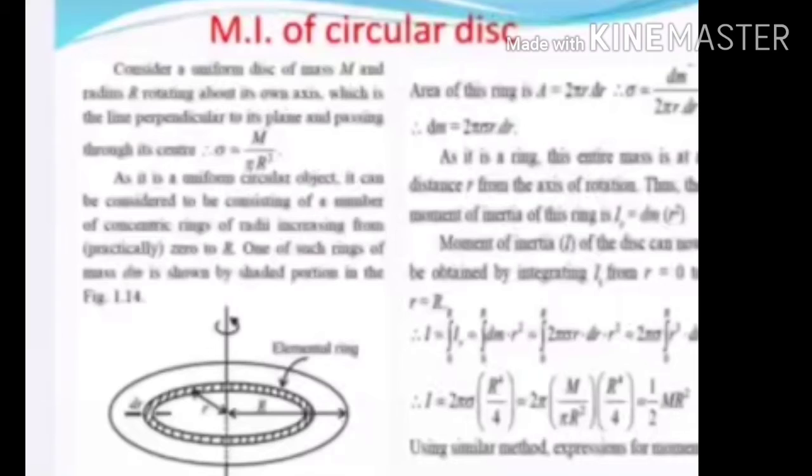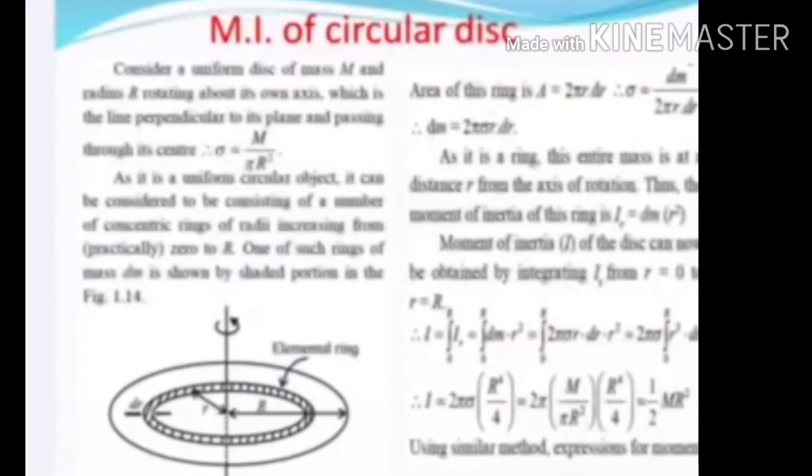Therefore, the moment of inertia of this ring dI is equal to dm into r square, that is mass into distance square. dI is equal to dm into r square. The moment of inertia of a disc can be given by the integration. I is equal to integrating the moment of inertia of a ring from 0 to R. Substitute the dI value, the integration of r square into dm integrating from 0 to R.